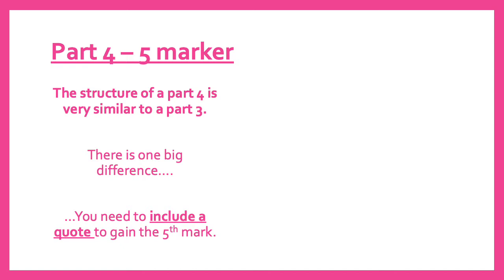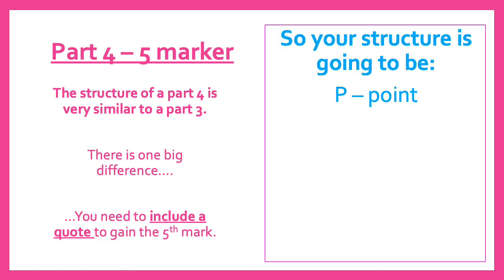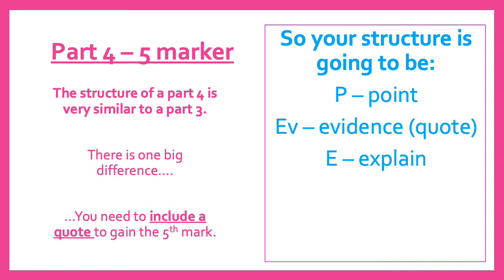So you can see the difference where it starts to ramp up. You start with your basic knowledge in the part 1, 2 and 3, and then it's asking you now to really show how in-depth your knowledge is by providing evidence to back up your point. So our structure, very similar to part 3, is going to be point. This is where it's slightly different. You're going to add the evidence, then you're going to explain it, and then you add your second point, and then you're going to explain it.